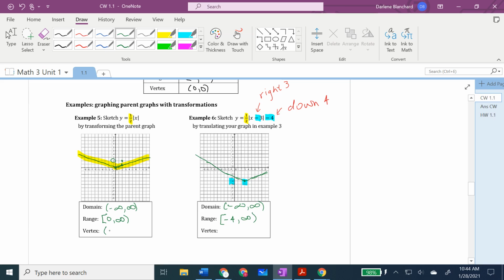The vertex will not change with multiplication, even if you multiply by a negative number. The vertex will only change with your movement. And I went right 3 and down 4. My vertex started at 0, 0, so I can literally just write down what those two transformations were.